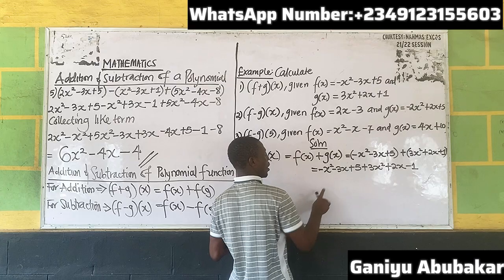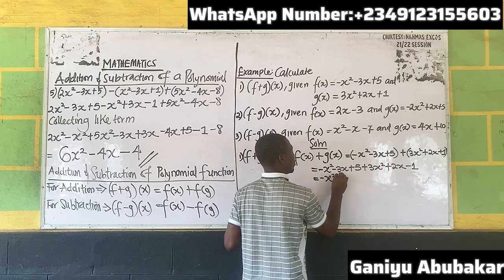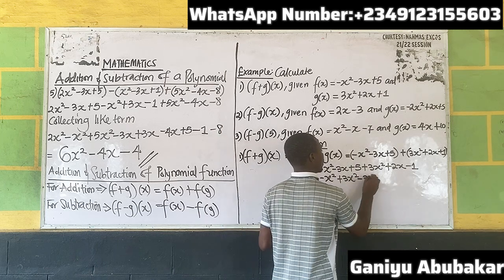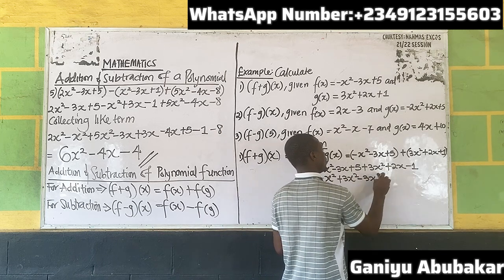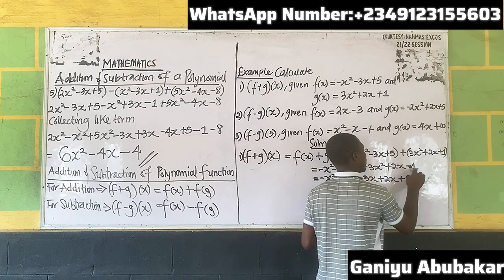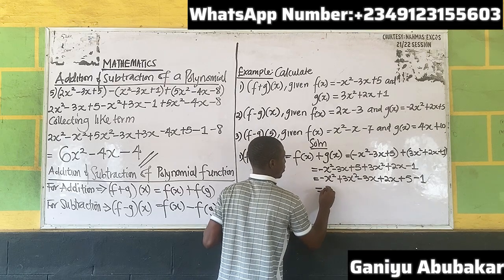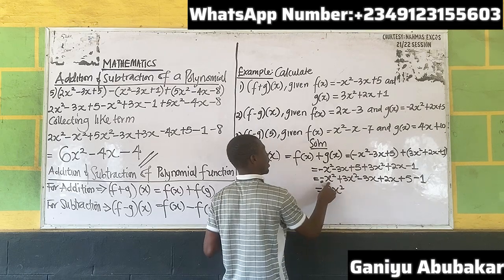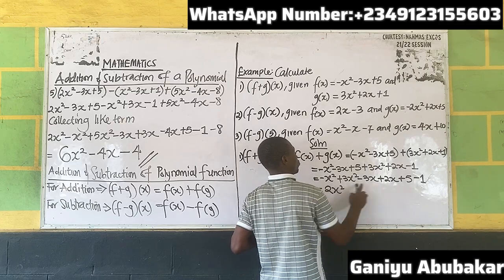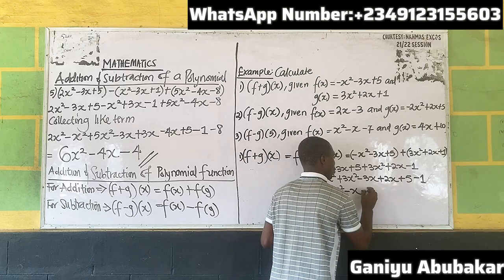Like terms here, I have x squared. That gives you minus x squared plus 3x squared. X squared is done. Minus 3x, this one here, and then plus 2x. Finally, plus 5 minus 1. This is equal to 2x squared, since minus x squared plus 3x squared gives you 2x squared, then minus 3x plus 2x gives you minus x, and plus 5 minus 1 gives you plus 4.